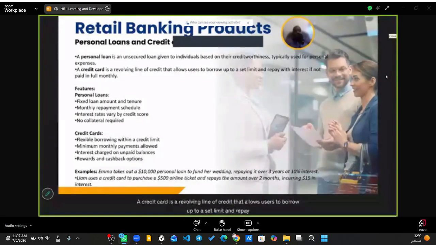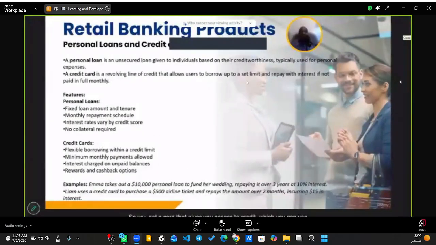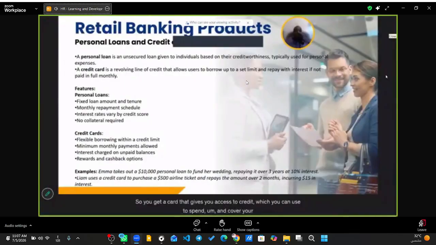A credit card is a revolving line of credit that allows users to borrow up to a set limit and repay with interest if not paid in full monthly. So you get a card that gives you access to credit, which you can use to spend and cover your expenses for the month, travel costs, groceries, or purchase clothes, perfume, whatever you want to. You can buy a car, do different things, and it's a credit.